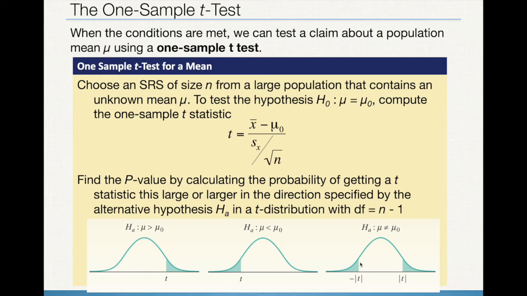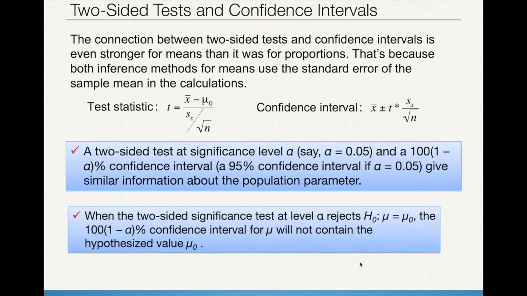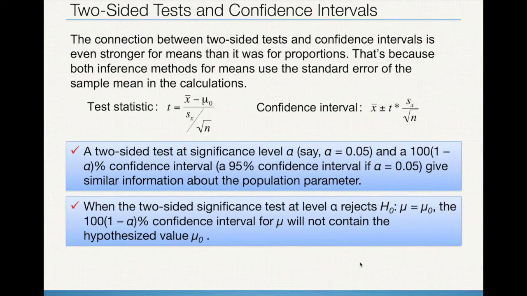So how does this relate to confidence intervals? Well, it relates to confidence intervals the same way that it did with proportions. If we have a significance level, let's say that is 0.05, which will be almost always the case, well, that's going to give you similar information as a confidence interval that's 95%, which is fantastic, because again, what that means is if we reject the null hypothesis, then the confidence interval shouldn't capture the true value of mu naught. So again, this connection between the two is essential.